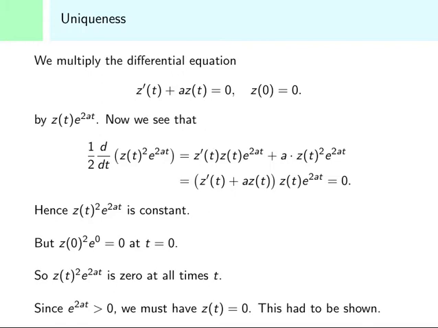And now things are easy. That function is constant, and for t equals 0, it just equals 0 because of the initial data of z. And so in particular, z of t squared times exponential 2at is 0 for all times t. And of course, since this exponential function there is always positive, it must be that z of t equals 0. And that, after all, had to be shown. Okay, that shows that the solution, if it exists, is actually unique. But now the question is, does a solution exist?